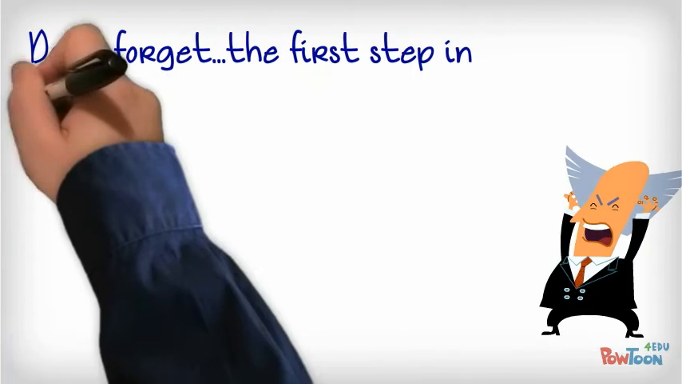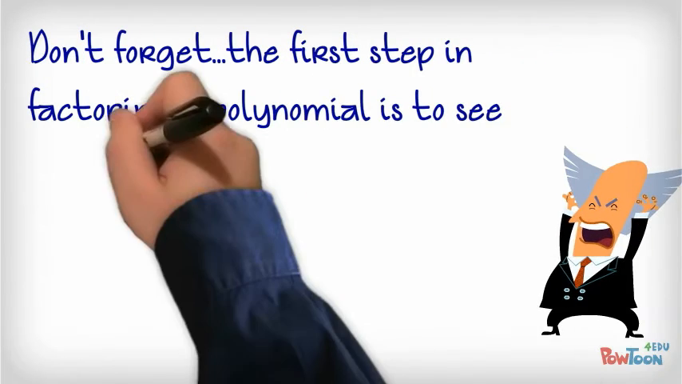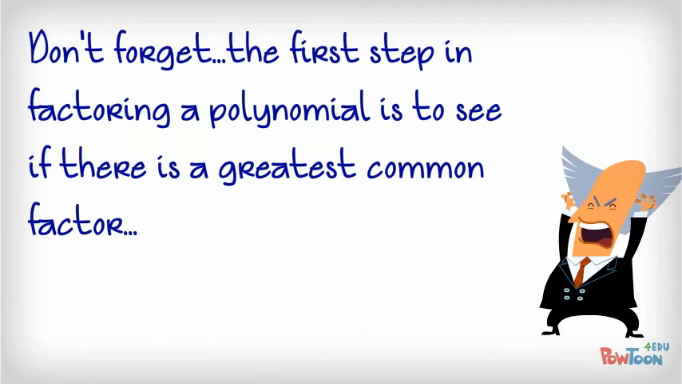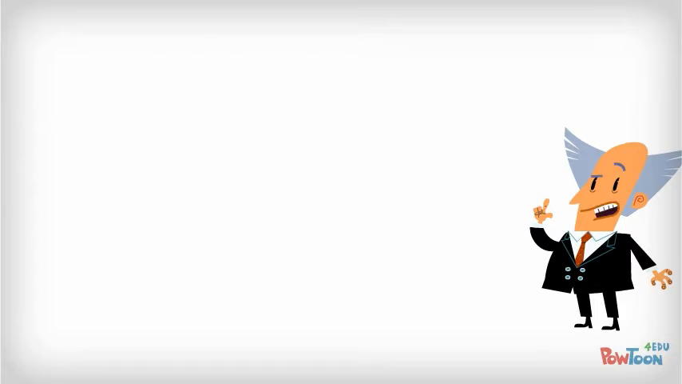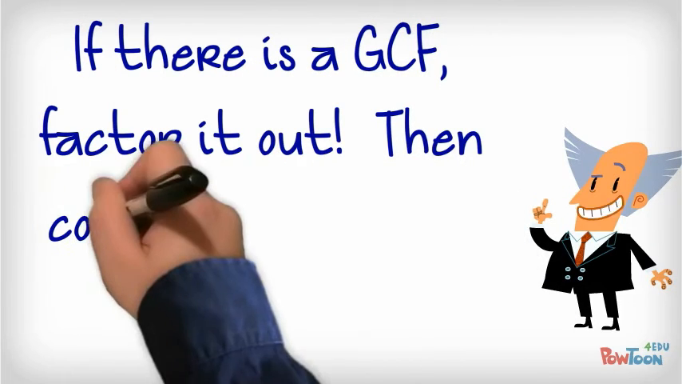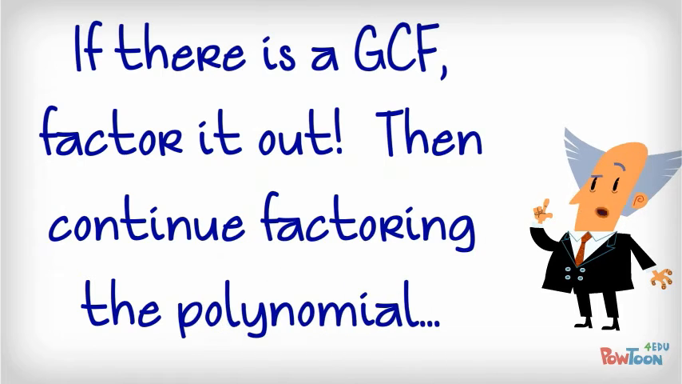Factoring. We need to be able to factor. If there's a GCF, factor it out. Always remember that: first step in factoring, take out the GCF. Once you factor out the GCF, whatever polynomial is left, continue factoring that until it's completely factored. And then you can analyze it using the stuff that we're learning today.